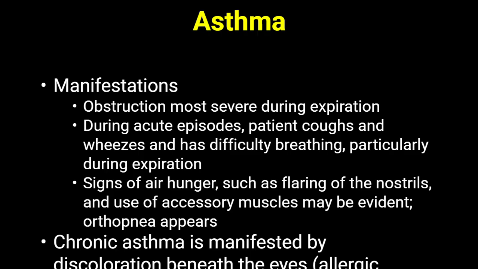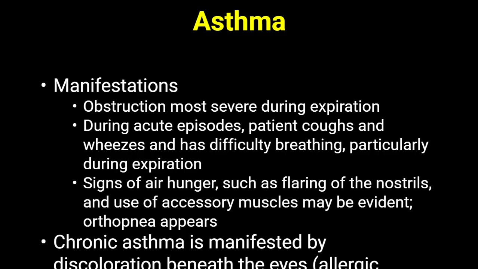Asthma obstruction is most severe during expiration. Why? During expiration, the airways naturally narrow slightly, and in asthma, this narrowing is exaggerated due to bronchospasm and inflammation. The child has to work harder to push air out. During acute episodes, the patient coughs, wheezes, and has difficulty breathing, particularly during expiration.